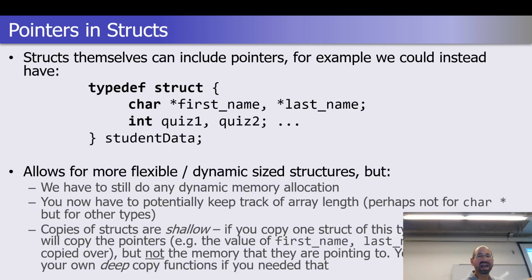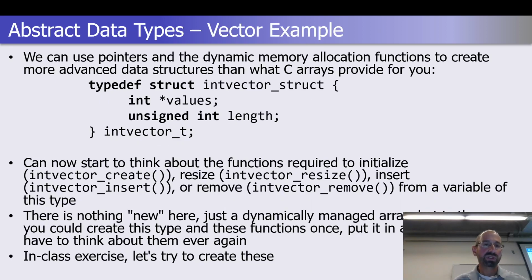Or conversely, I'd have to write my own code to follow all the pointers, copy that block of memory over, and do my own new dynamic memory allocation for that purpose. But structures and dynamic memory allocation allow us to do a lot more flexible things with our data types and our array type variables than what just basic static arrays would allow us to do. You can use them to create more advanced so-called data structures than what just a simple array provides for you.